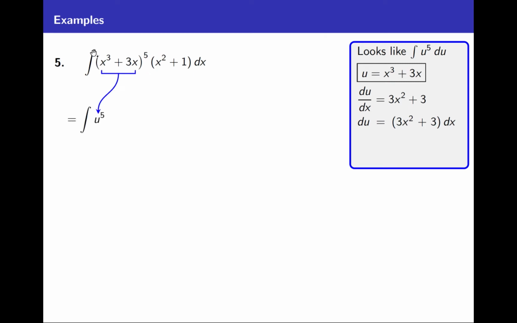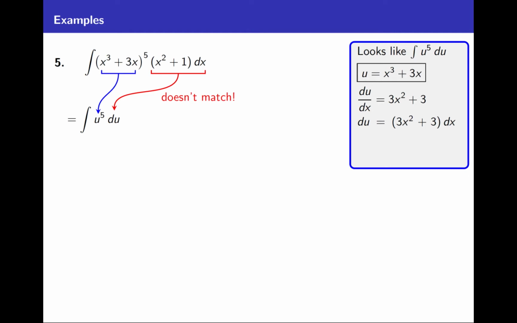First of all, this integral becomes the integral of u to the power of 5. And then we want a du right here. But be careful, that du does not equal (x squared plus 1) dx. You don't have a match. Du over here, you can see, is (3x squared plus 3) dx. So this du is simply not equal to the (x squared plus 1) dx. So you cannot replace the (x squared plus 1) dx by du because it's not equal to du.